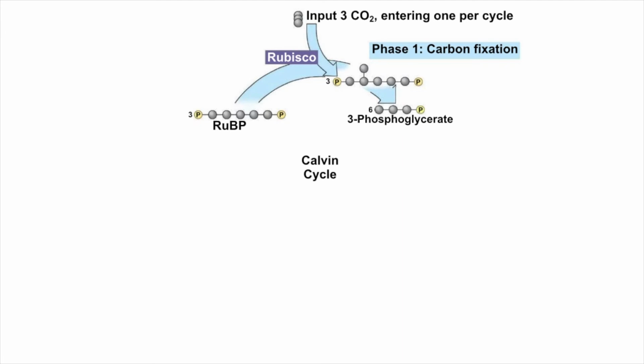And in this reaction, what happens is rubisco combines 3 carbon dioxide molecules with 3 molecules called ribulose bisphosphate, or RuBP for short. And the product of this reaction is 6 molecules of a 3 carbon sugar called 3-phosphoglycerate. So you end up with 6 molecules of that. That's phase 1. It's just that first reaction of getting carbon dioxide into a sugar molecule.